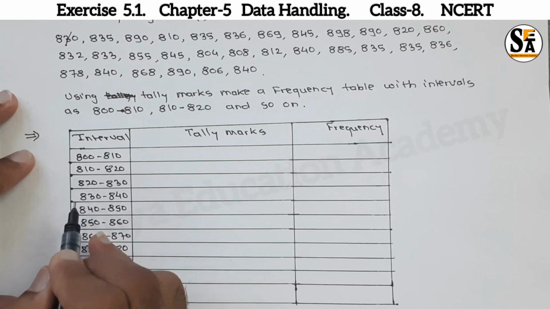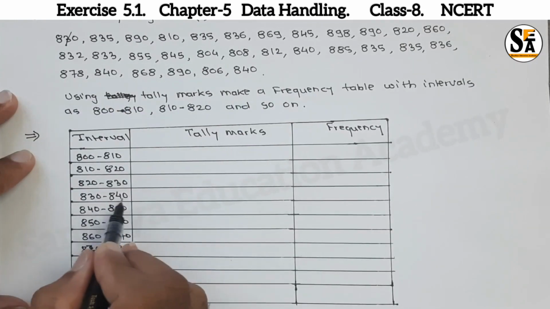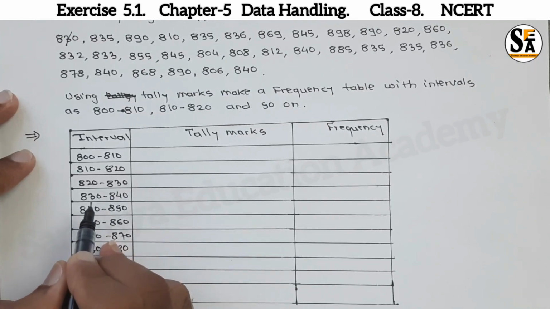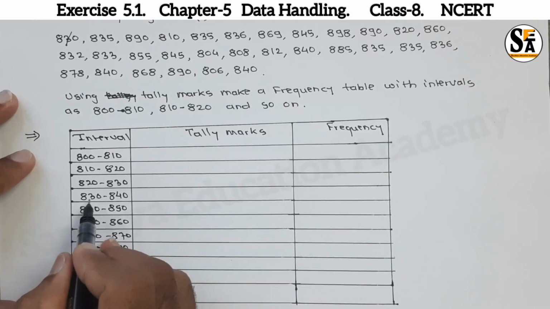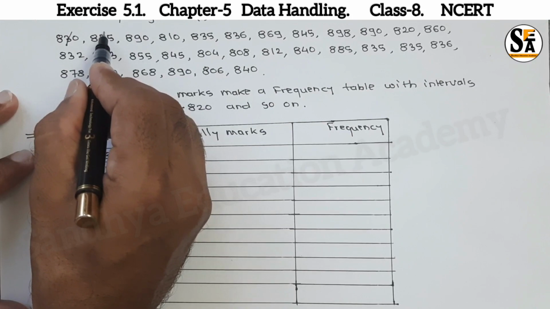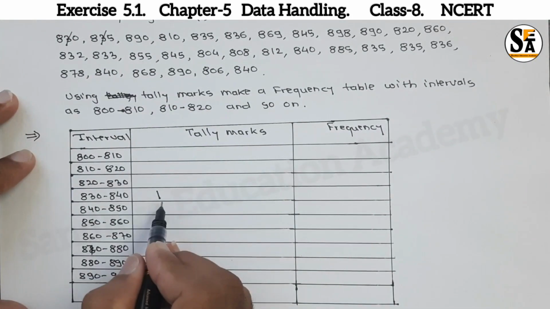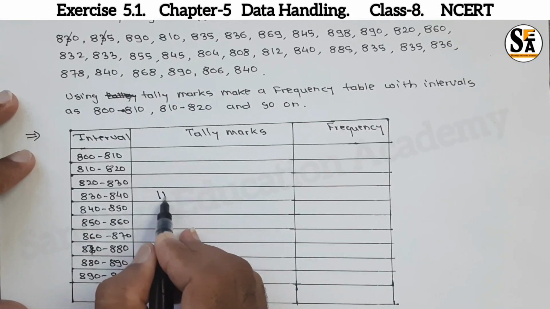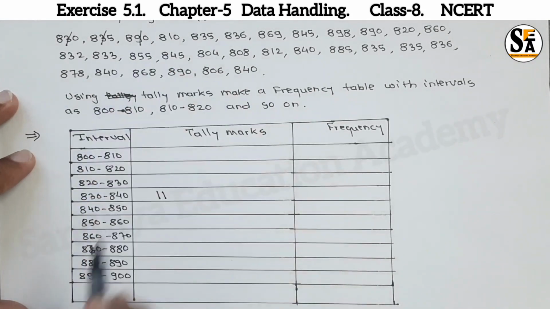Now see 830: in this interval there is 830 here also, 830 here also, but we will take it in the higher class, so it will go here. 835: first strike and then make the marking here. 835 will lie in 830 to 840. Okay, then 890: again in the higher class, there is 890 here also, 890 here also, but we will take it in the higher, next class. So make the entry here.